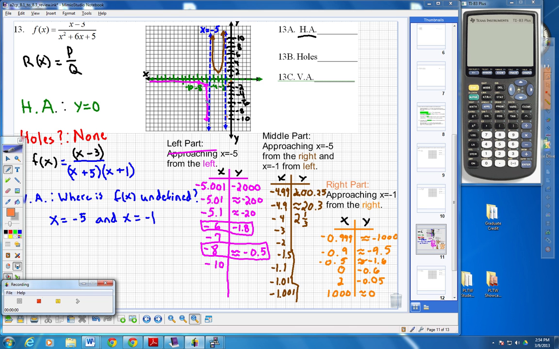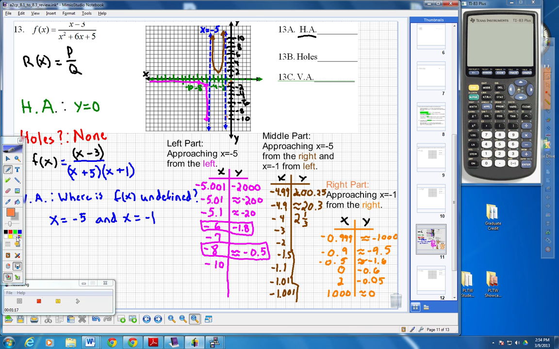A table for the leftmost part, or what I like to call the left part, approaching x equals -5 from the left. A middle part, approaching x equals -5 from the right, and that vertical asymptote of x equals -1 from the left. And then the right part, approaching x equals -1 from the right. So hopefully you can see that with these 3 different colors.